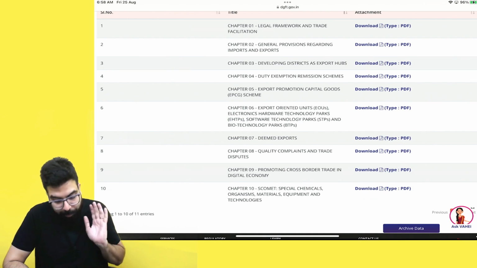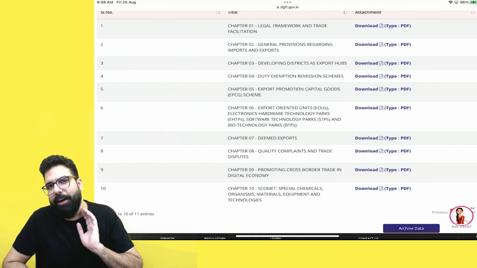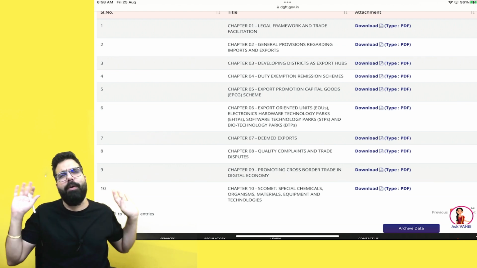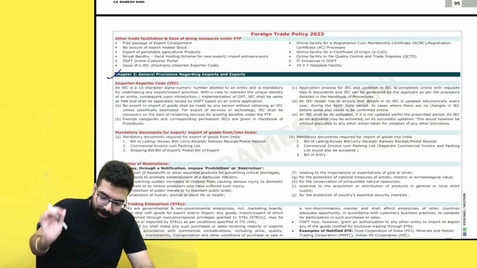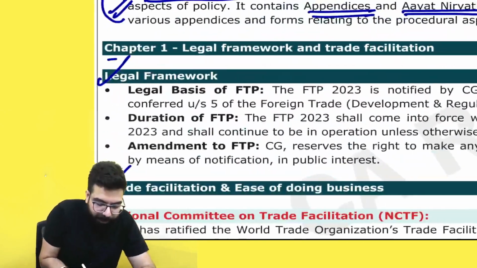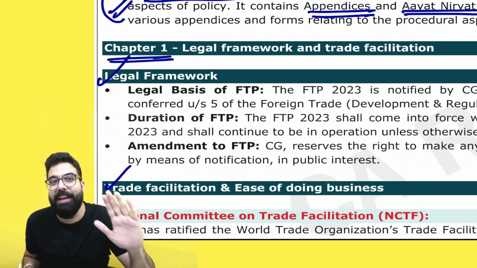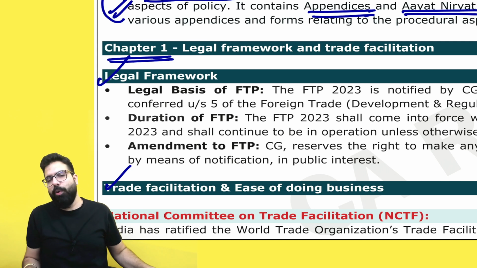We will be learning all the 11 chapters, but not all of them in detail. We will learn a little from each chapter, and our foreign trade policy will get over. Let's get started, everyone. We are basically learning the 11 chapters in the foreign trade policy 2023.